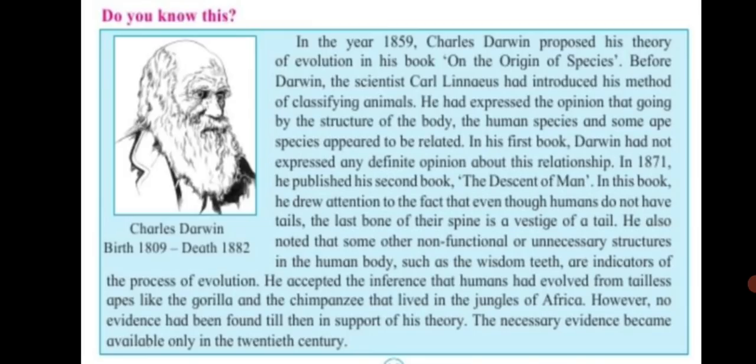He accepted the inference that humans had evolved from tailless apes like the gorilla and the chimpanzee that lived in the jungles of Africa. However, no evidence has been found till then in support of his theory. Evidence means proof. The necessary evidence became available only in the 20th century. So this is all how Charles Darwin started his theory, which was proved later on.